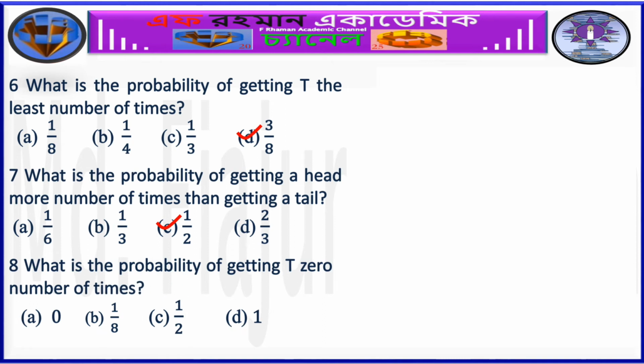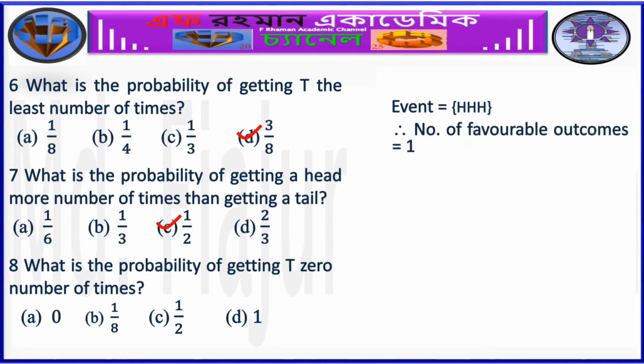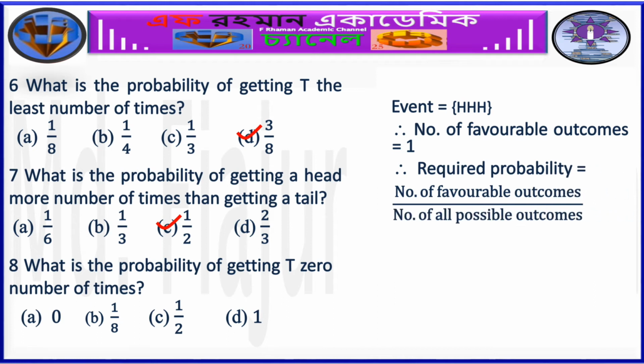MCQ 8. What is the probability of getting T zero number of times? The event is the set of HHH, because the outcome HHH contains no T. Therefore, the number of favorable outcomes is equal to 1. Therefore, the required probability is the number of favorable outcomes by the number of all possible outcomes, which is equal to 1 by 8. Our correct answer is option B.